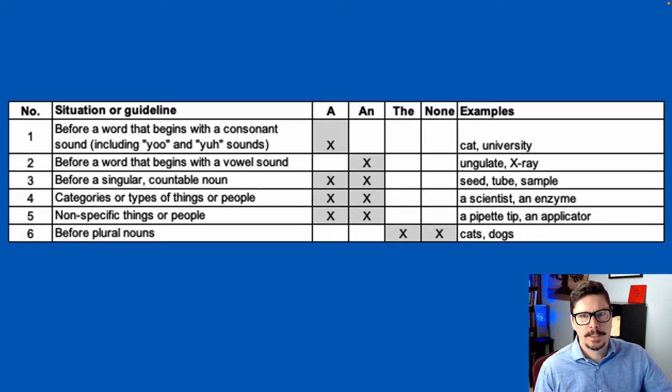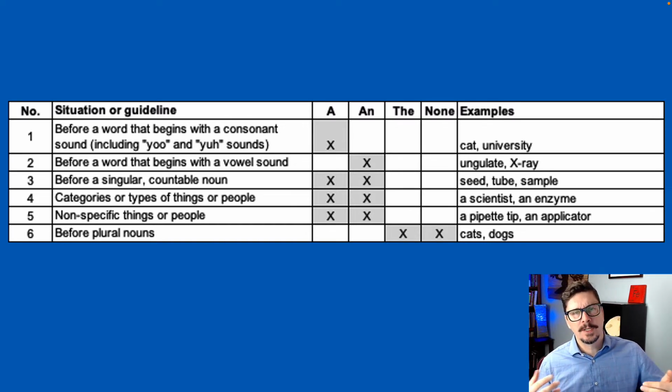And number six, before plural nouns, now you're going to use the, or you're not going to use an article. And to distinguish between using an article and not for plural nouns, you'll have to look at some of the other rules that we're going to get to. So plural nouns would be like cats, dogs, pipettes, x-rays, seeds, tubes. So they cannot use a or an. So there's some information that you can gather by seeing which article is used, whether it's a plural or a singular item, and whether it's countable or uncountable.